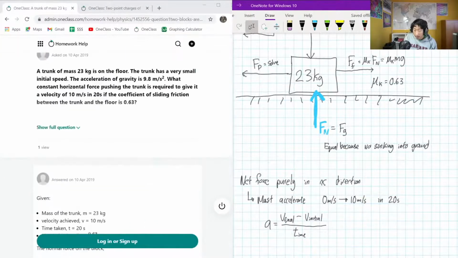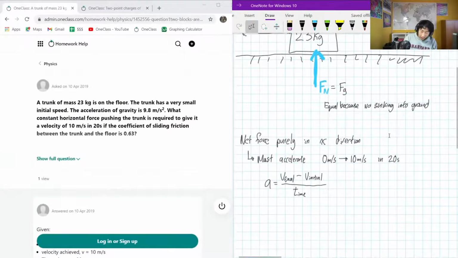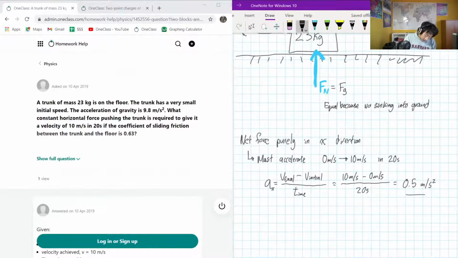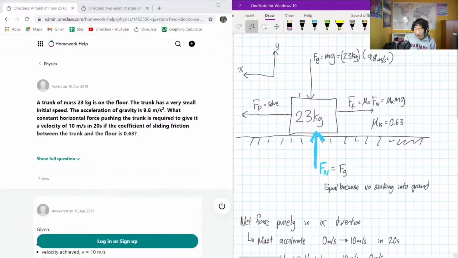Yep. Okay. So our initial is going to be 0. Our final is going to be 10. So here we're going to have 10 meters per second minus 0 meters per second, all divided by 20 seconds. And quick with the maths, we can see that this is 0.5 meters per second squared. Okay, so given this, this is in the x direction, and this will be going towards the left with respect to our diagram here.